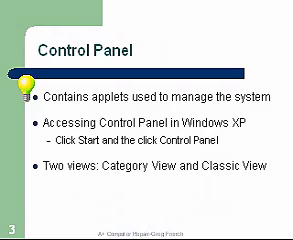Control panel contains applets used to manage the system. Accessing the control panel in Windows XP, just click the Start button and then click Control Panel. Two views: you have a category view and the classic view. Classic view is the older view.